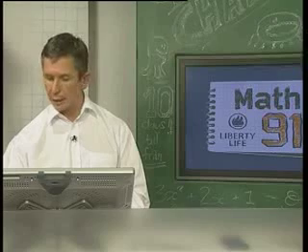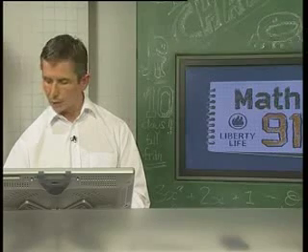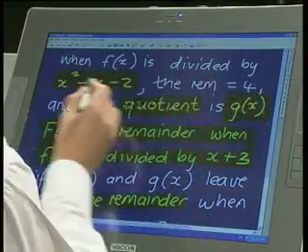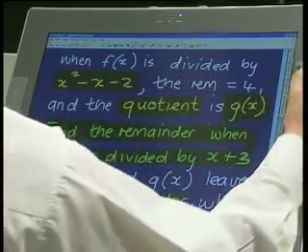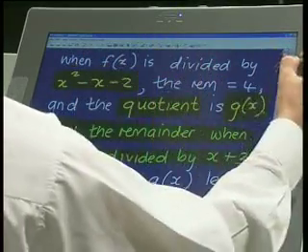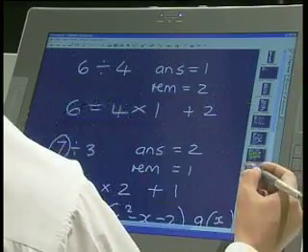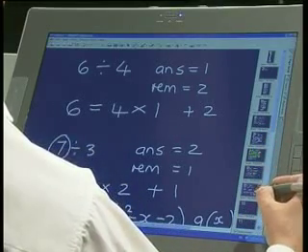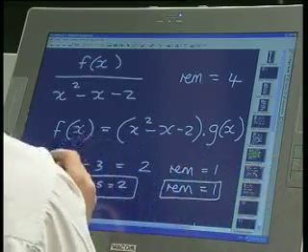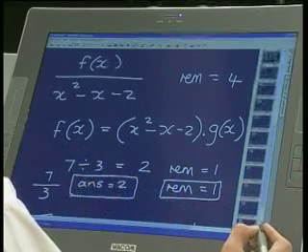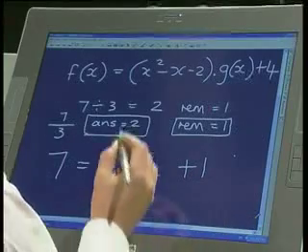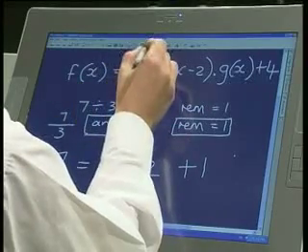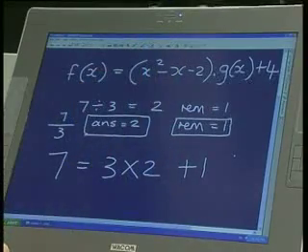Wrong screen, let me try again. We had to realize that from here, we took this information, when f of x is divided by x squared minus x minus 2, the remainder is 4. That information, we took that and we used the property that I've shown you and illustrated with the 7 divided by 3 equals 2 remainder 1. And we got this expression here. There we go. So f of x is indeed x squared minus x minus 2 times g of x plus 4.